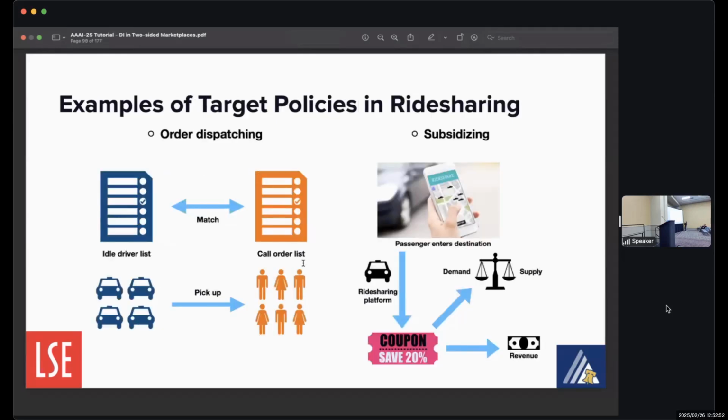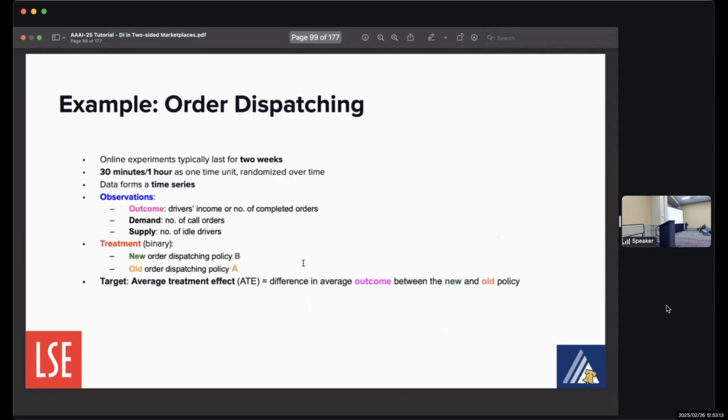These two different types of policies have different approaches to evaluation. As I will discuss in more detail later, for order dispatching policies, the policies are typically randomized over time. But for subsidizing policies, the policies are randomized over the population. Let's first look at the order dispatching example.